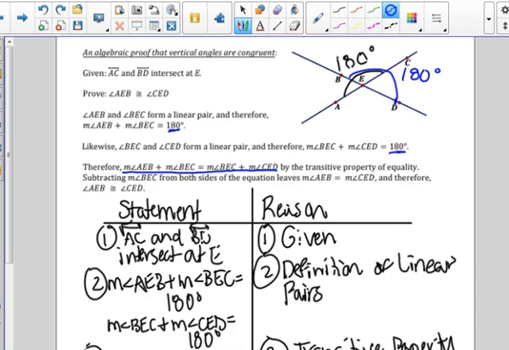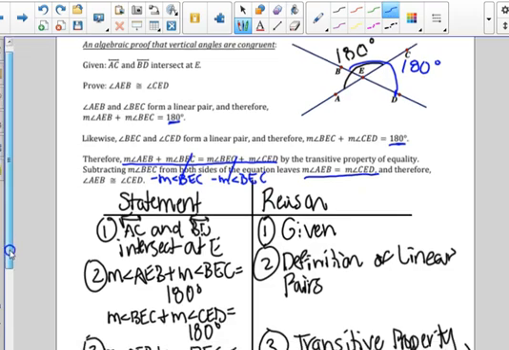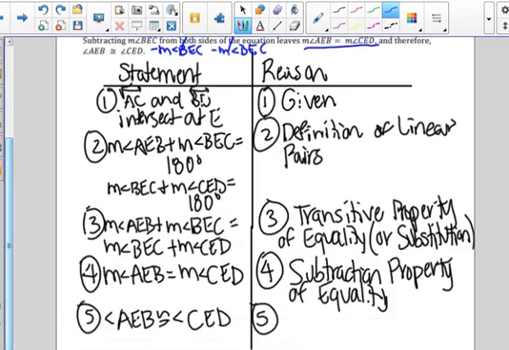If we were to subtract the measure of angle BEC from both sides mathematically, we would see that we are left with the measure of angle AEB equal to the measure of angle CED. Therefore, we can conclude that those two angles will be congruent. To write that in two-column proof form, I have done so here, so you can take a look at the two-column proof form, and you may pause this video so you can copy this down in your notes.